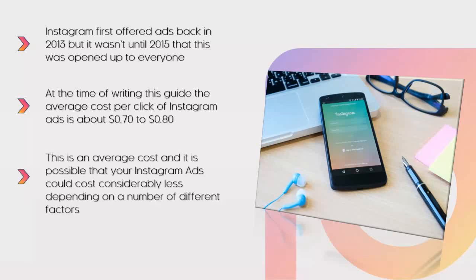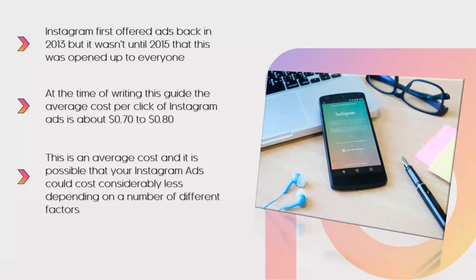This is an average cost, and it is possible that your Instagram ads could cost considerably less depending on a number of different factors. The time of year the ads are placed affects the costs, with the last quarter of the year having the highest average costs. There are 5 different Instagram ad formats, which are: 1. Stories, 2. Photos, 3. Videos, 4. Carousel, 5. Collection. Each one of these formats is interlaced with Instagram user feeds and stories, ensuring that the Instagram user has a non-disruptive experience on the platform.